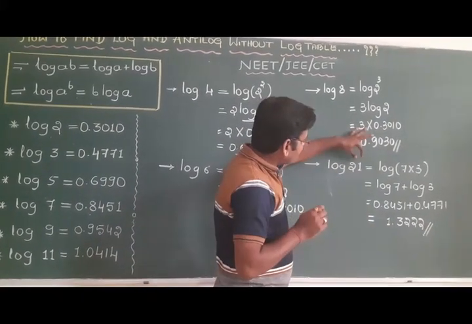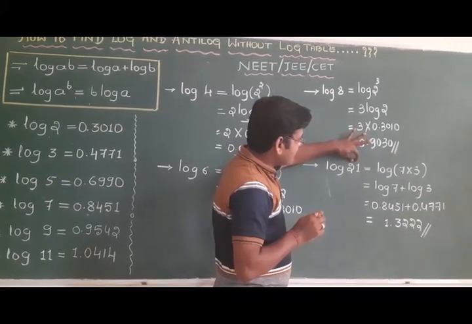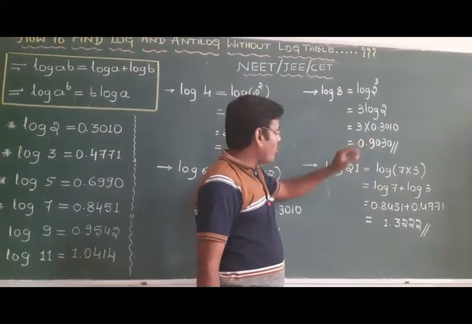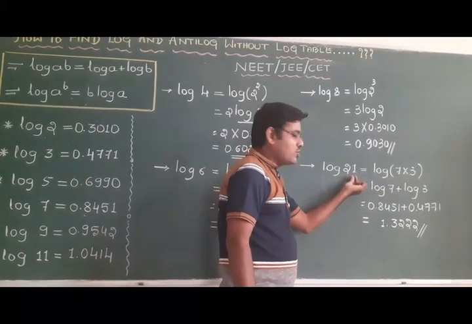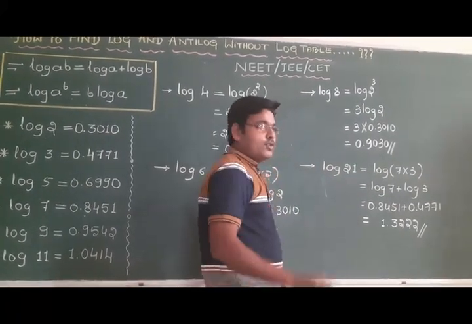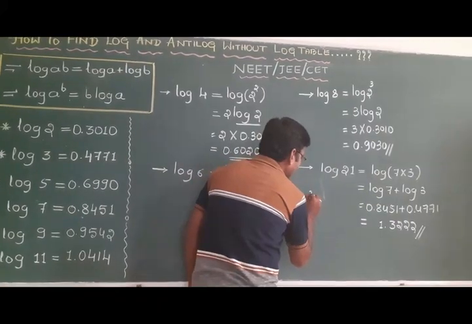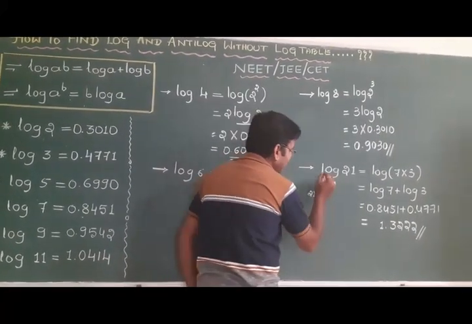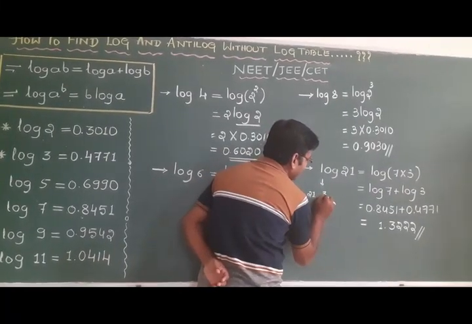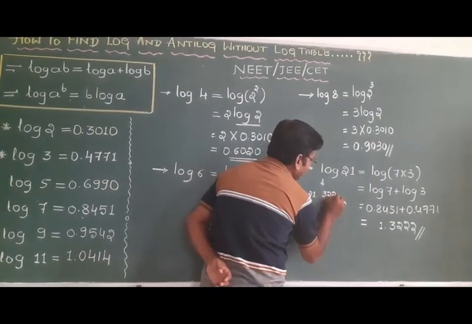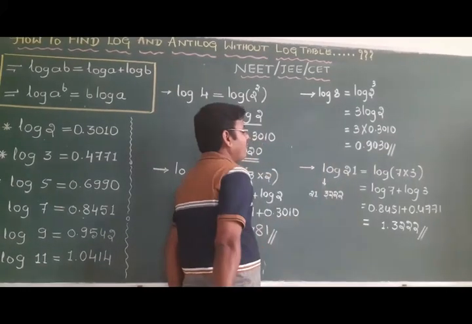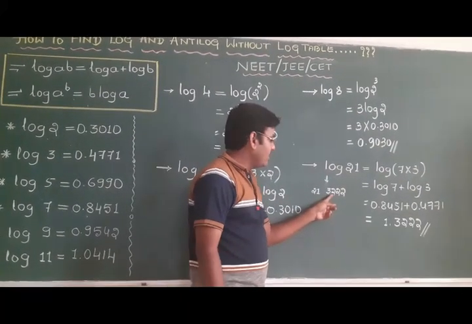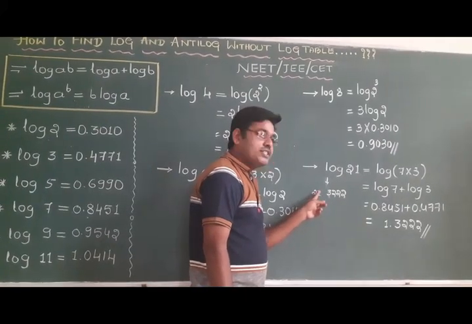Now to cross check this log 21 value by using the log table: 21 means it's a 2-digit number. In the log table, check 21 under the 0th column. You will get the 4-digit number 3222. So this is the value of log 21 under the 0th column in the log table.